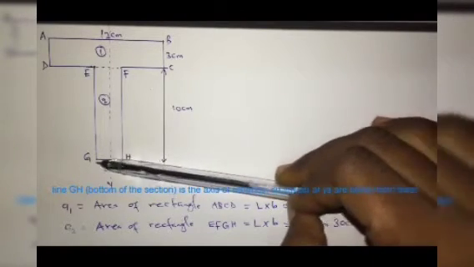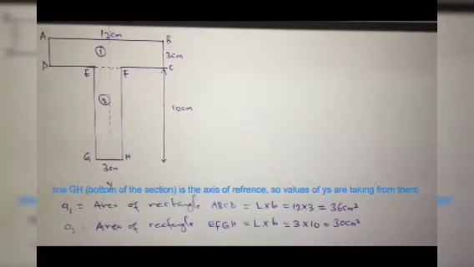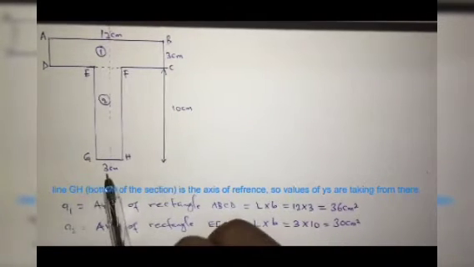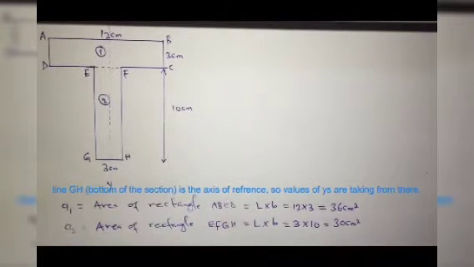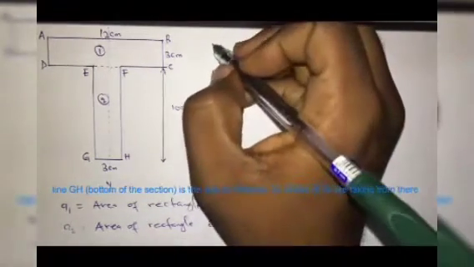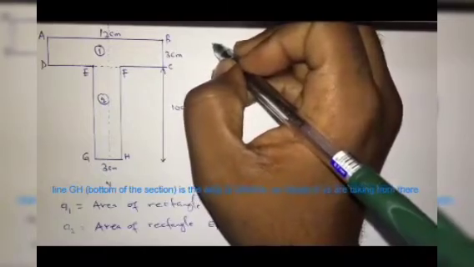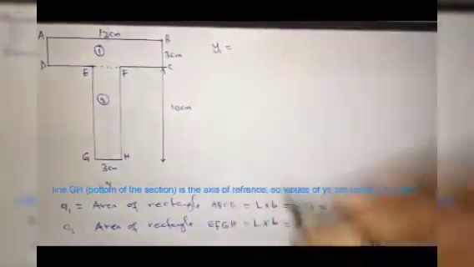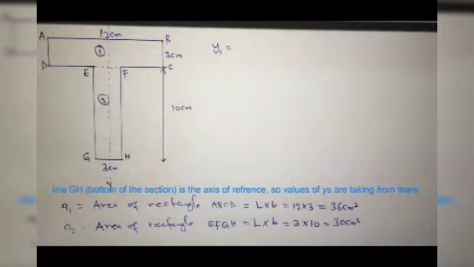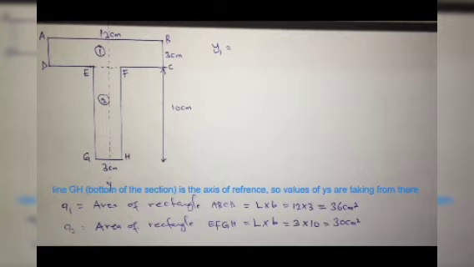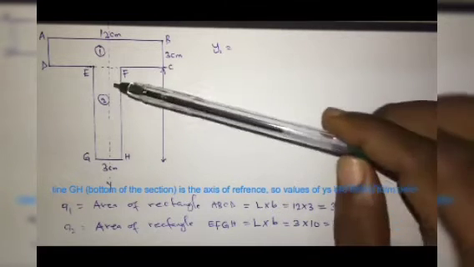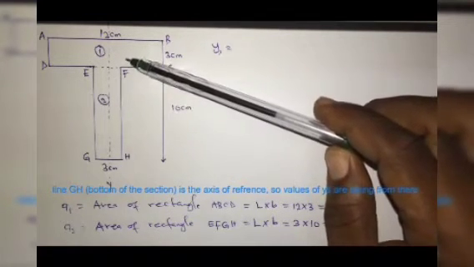And we know that the Y is the distance from the axis of reference to the centroid of that particular shape you are considering. So in this case, when we are considering rectangle EFGH, that's Y2 since we named it the second one. So the Y2 will be from line GH to half of it. We know that for plane figures, the centroid is always at the half of a rectangle.